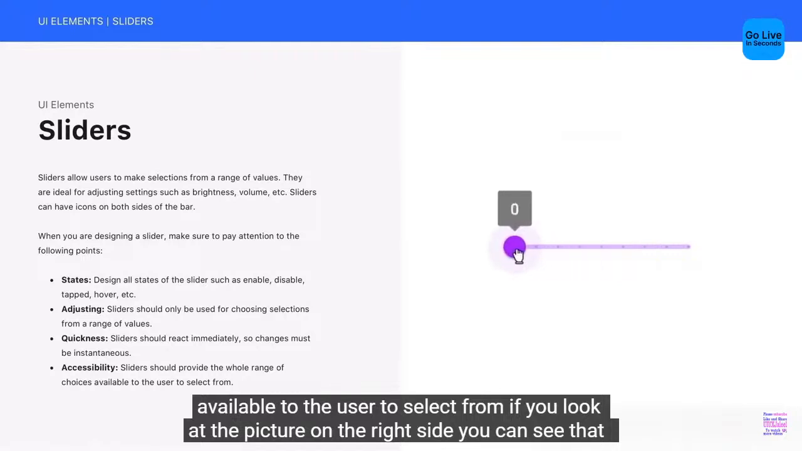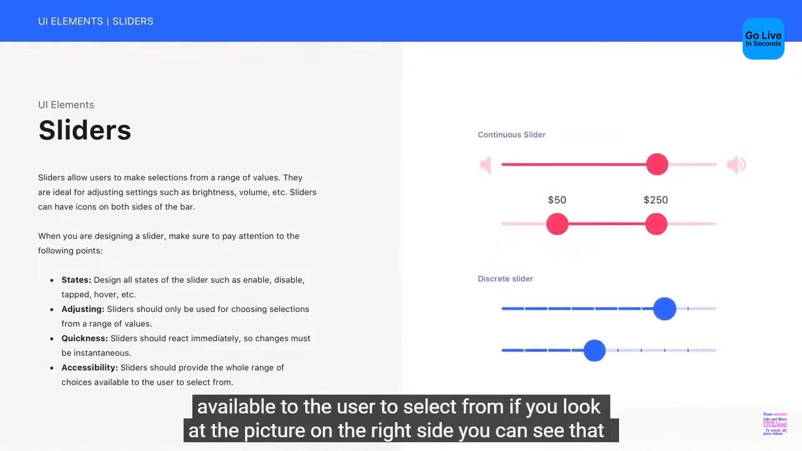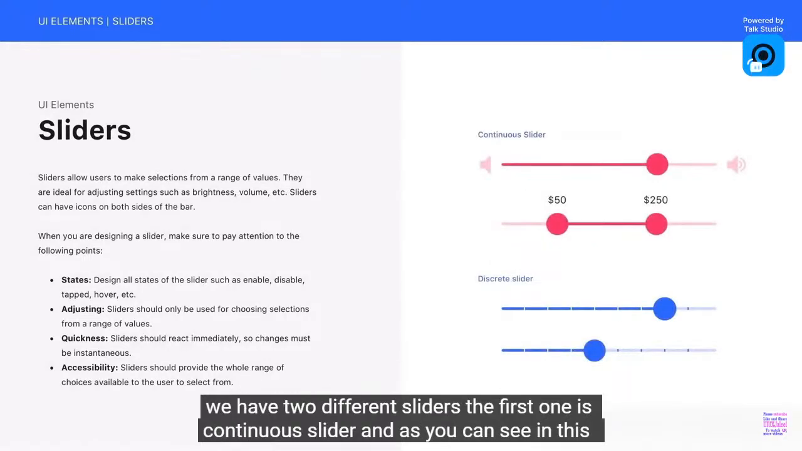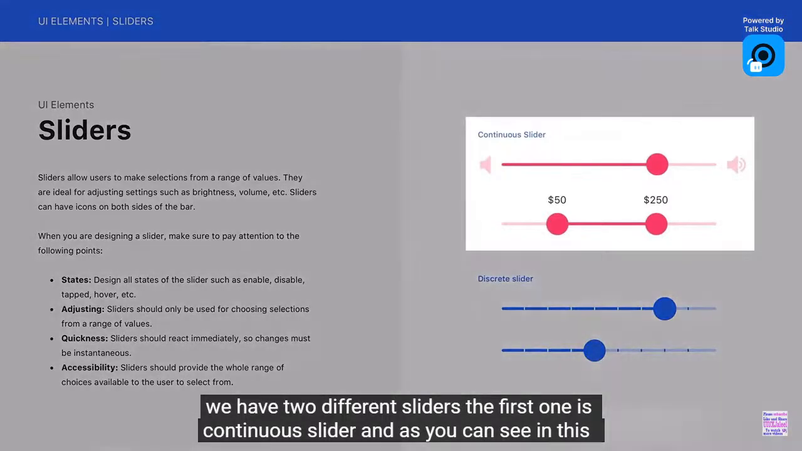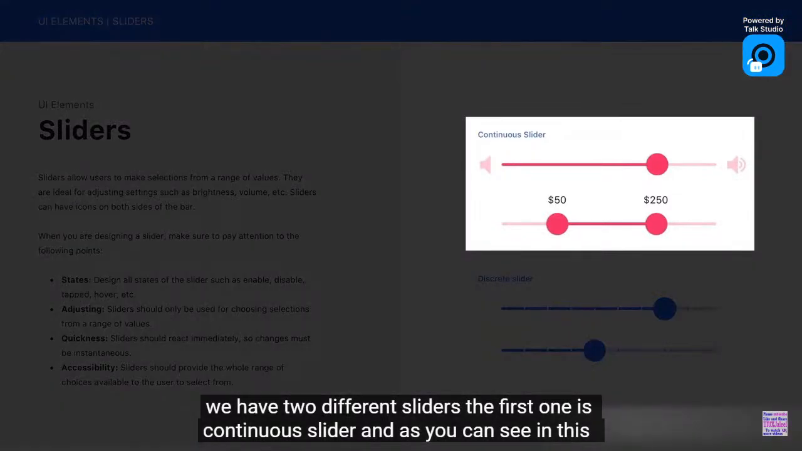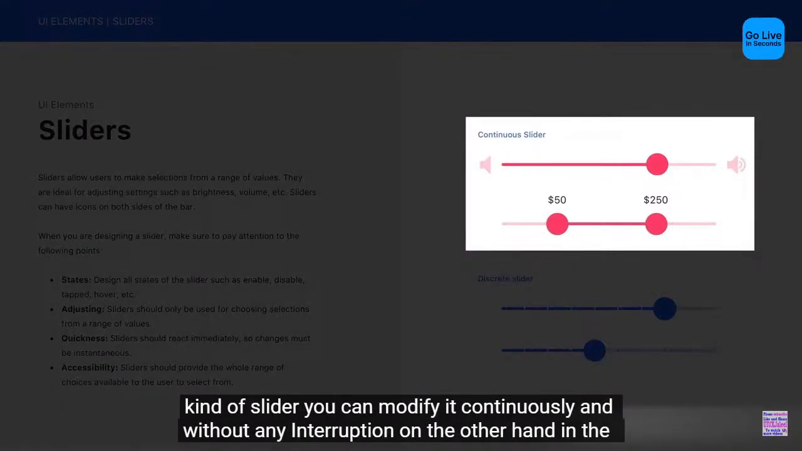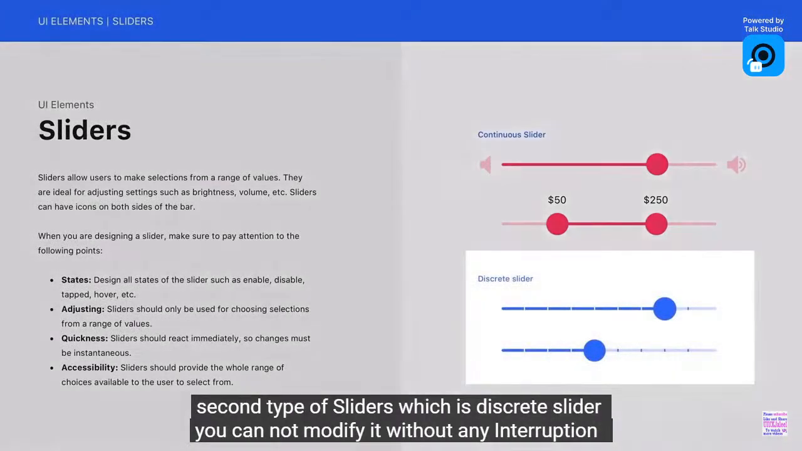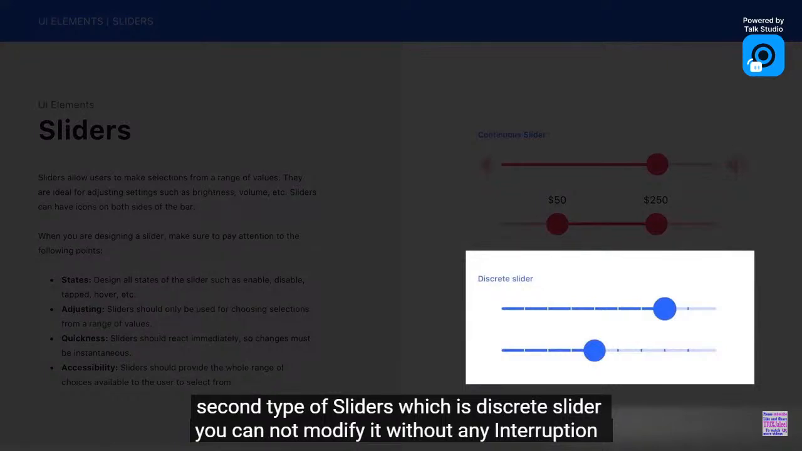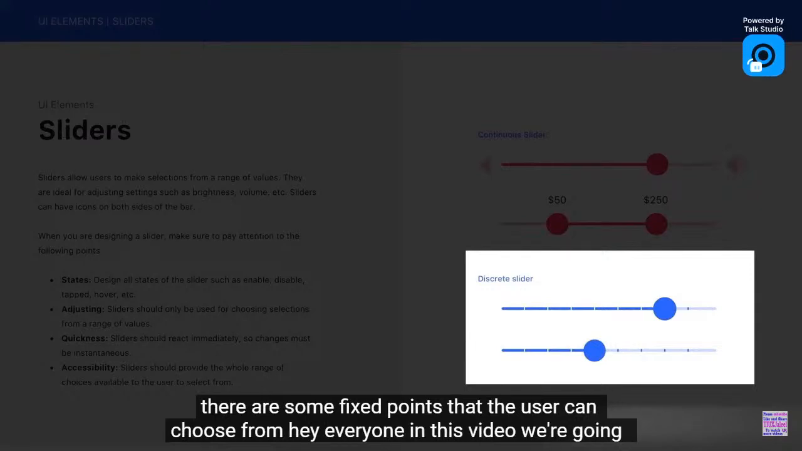If you look at the picture on the right side, you can see that we have two different sliders. The first one is continuous slider. And as you can see, in this kind of slider, you can modify it continuously and without any interruption. On the other hand, in the second type of sliders, which is discrete slider, you cannot modify it without any interruption. There are some fixed points that the user can choose from.